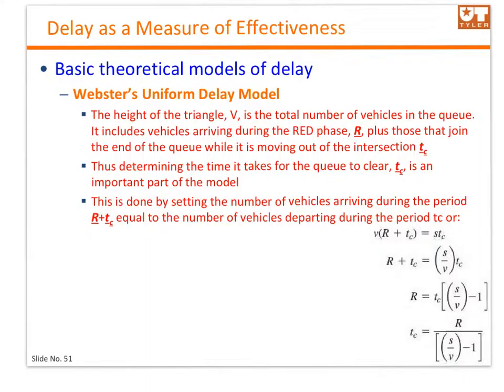You can go through this analysis by following the figure that we talked about to get the area between the departure line and the arrival line, and we arrive at the equations that we're going to use in the next slides. So TC is R over the quantity S over V minus 1. The red light can again be estimated using this equation. Now let's take a look at how we are going to use all these equations to simplify the model.